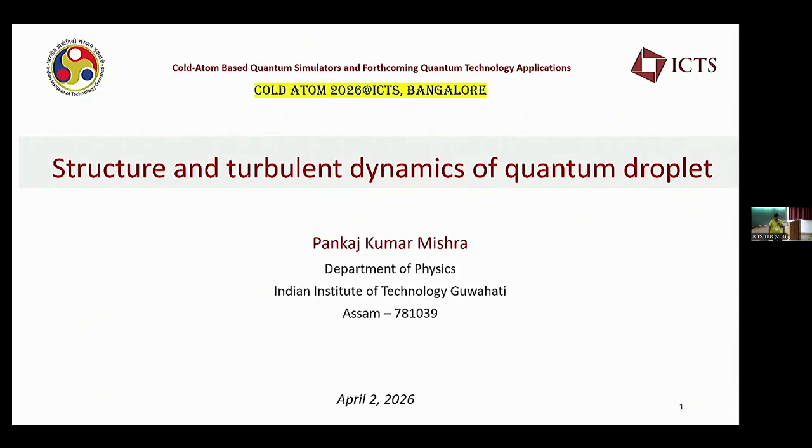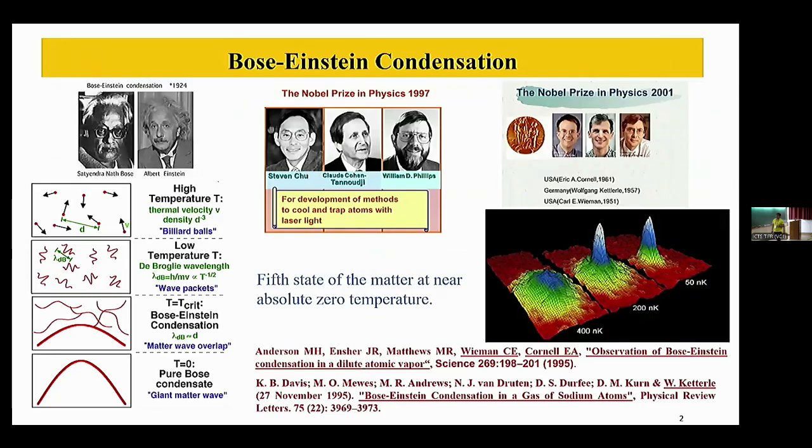Today I'll try to show some of our recent results where, by tuning the ground state of the quantum droplet, we can achieve the classical turbulence energy cascade. And we can also get the quantum cascade as well as the classical cascade in some regimes. So I will try to go in that direction.